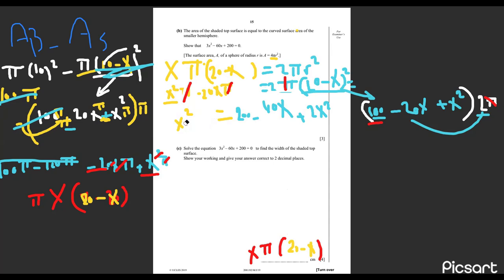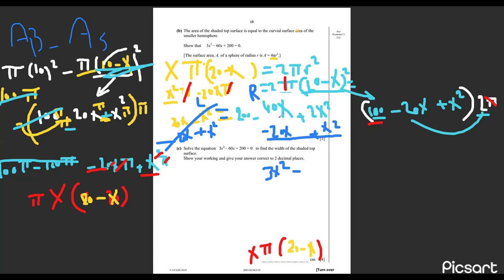On the left side we have a difference: 20x minus x squared. Now it's clear that we can move it to the other side, so it becomes plus x squared and minus 20x. As we do on the left side, we have to do on the right side. So let's organize this: 3x squared minus 60x plus 100, all equal to 0. We did it.